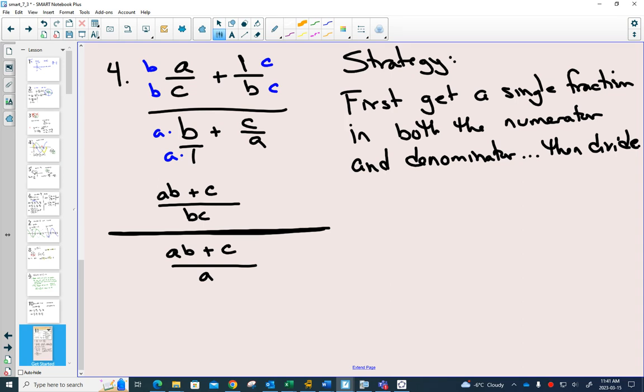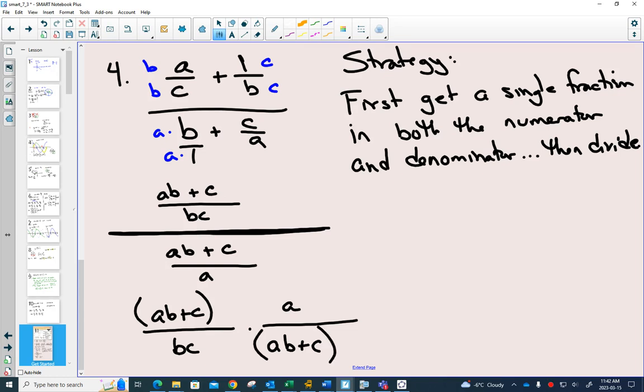And now that we got a single fraction in both our numerator and our denominator, now we can use our fraction rules for dividing. Fraction divided by a fraction. Keep the top one the same. Multiply by the reciprocal of the bottom one. Now we're multiplying. This would get grouped together because of the adding as a single factor. This would get grouped together because we're multiplying and we're adding there. That would be a single factor.